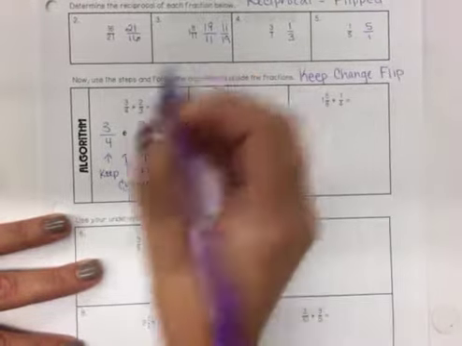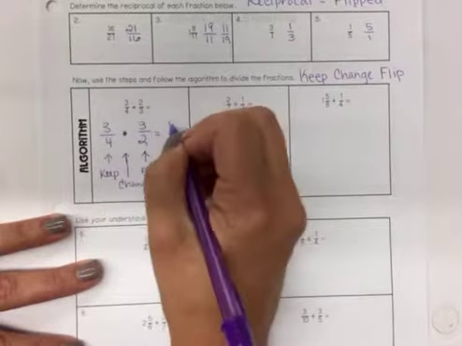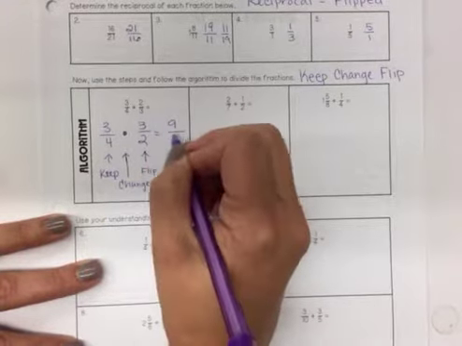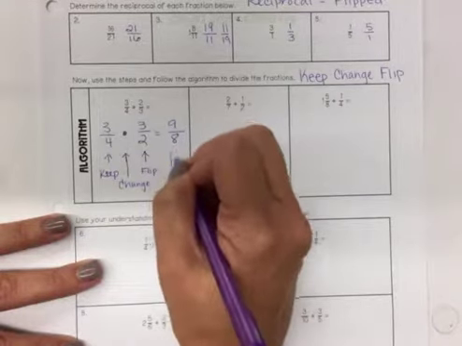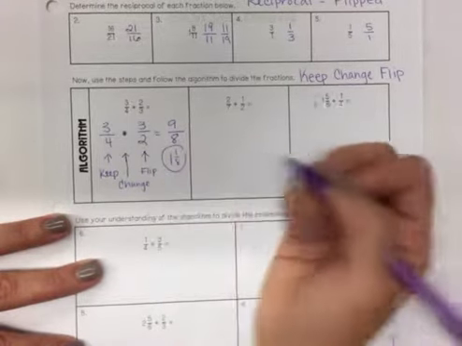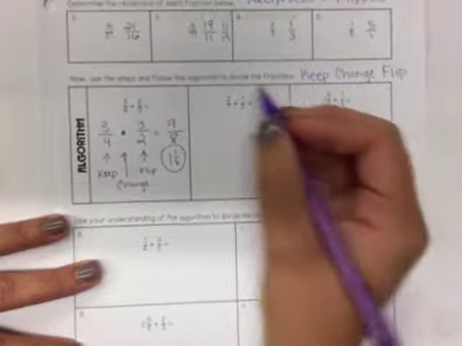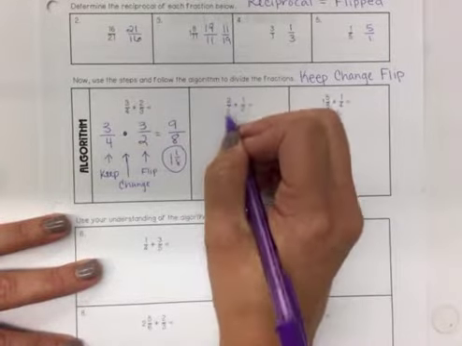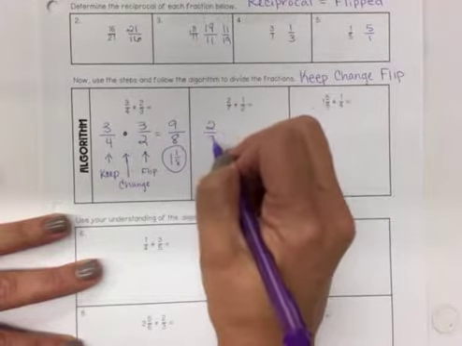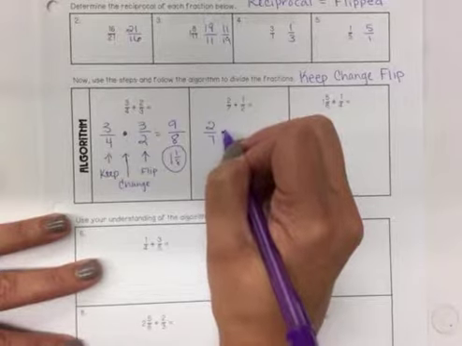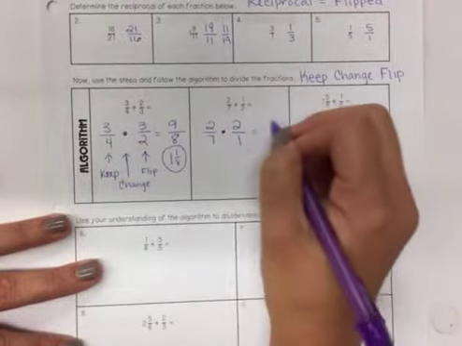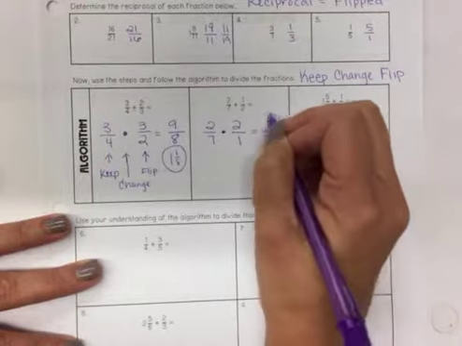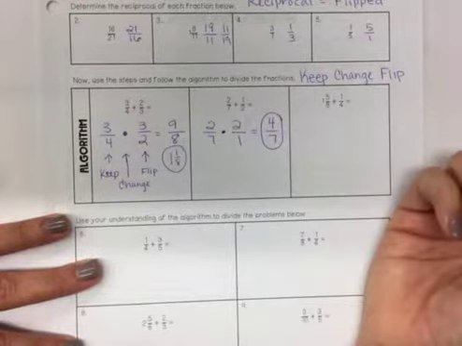Now we can multiply across. 3 times 3 is 9. 4 times 2 is 8. And then we simplify. 1 and 1/8. Let's do it one more time. 2 over 7, 2, 7. Change, flip. Equals 4/7. Already in simplest form.